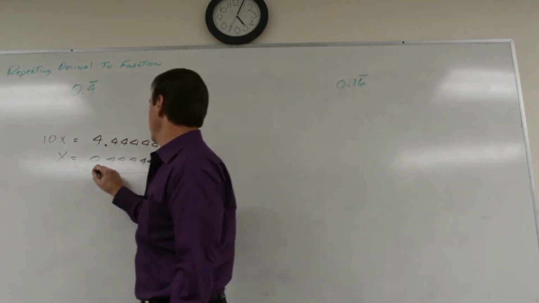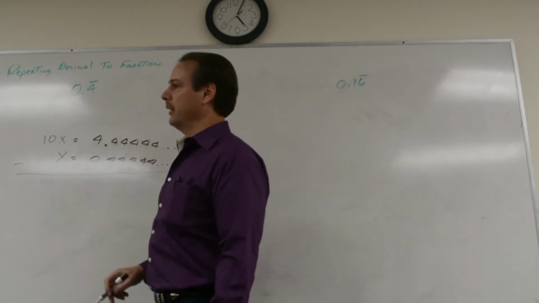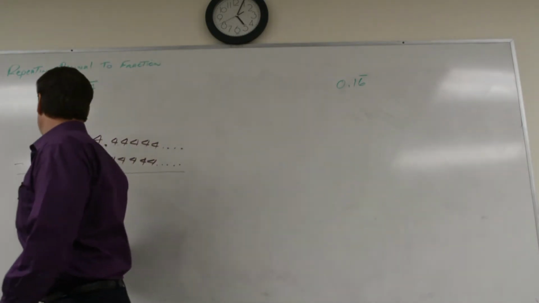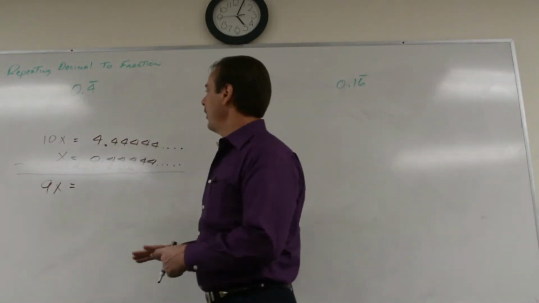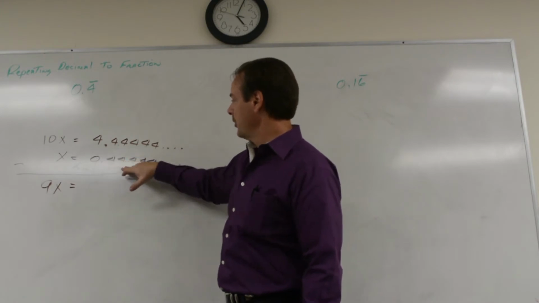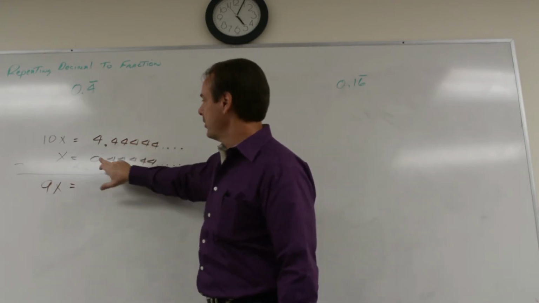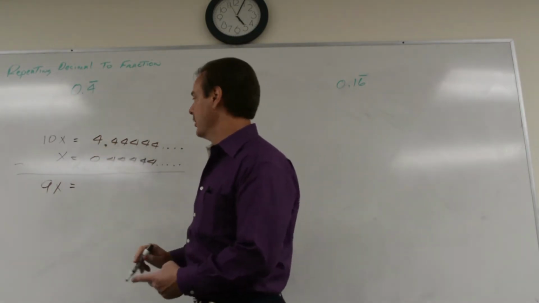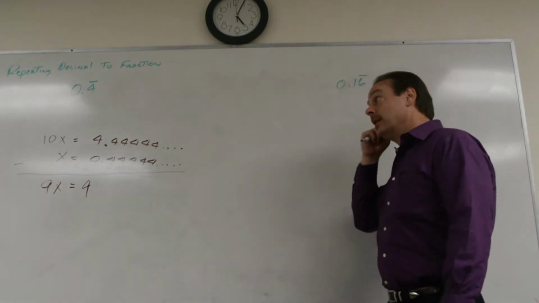Now I'm going to subtract these two from each other. If I subtract 1x from 10x, what do I get? 9x. So I got 9x here on the left. Now on this one here I got 4 and I got a 0, and then the repeating on the top number as well as the repeating on the bottom. These two are going to cancel out, right? So that cancels out. The only thing we get here is 4 minus 0, which is 4. So we got 9x equals 4.